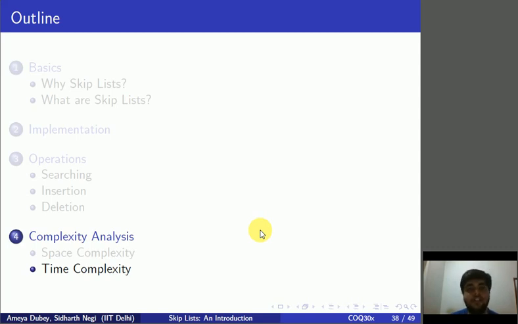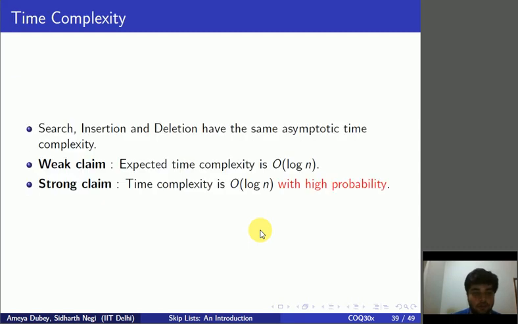You do the same thing in deletion, except you keep a list of the pointers you need to delete, and in insertion you just keep flipping coins until you get a tails. Right, so I'll make a weak claim and a strong claim. The weak claim here is that the expected time complexity is order log n, which has been discussed by my colleague. But the stronger claim here is that the time complexity is order log n with high probability. So we're not talking about the expected time complexity here. This is an important distinction to make. Time complexity is order log n with high probability. We're going to shortly define what this means.